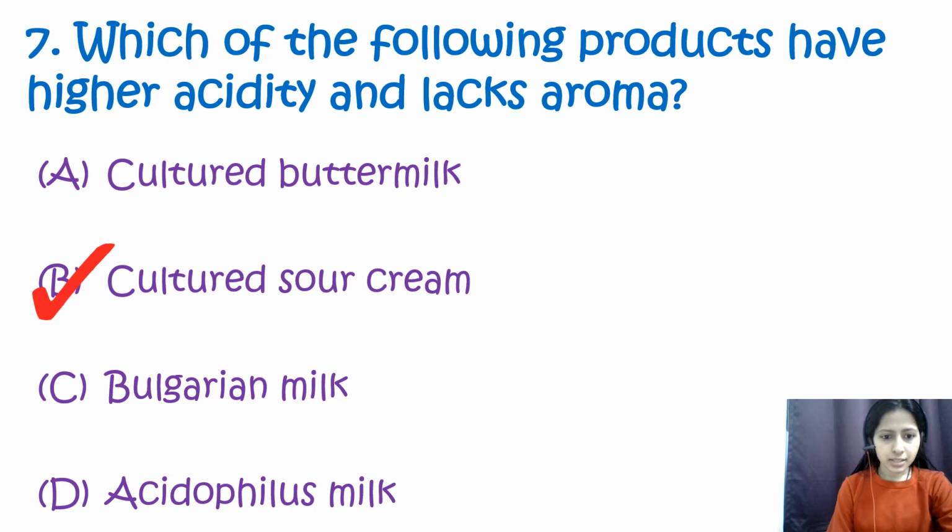And number C, that is Bulgarian milk. Bulgarian milk is a type of yogurt which is known for its creamy texture, and it also has a mild flavor. And option number D, that is acidophilus milk, is a probiotic, and it is known for its health benefits. It also has a mild flavor and aroma.